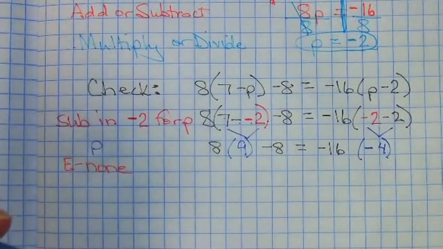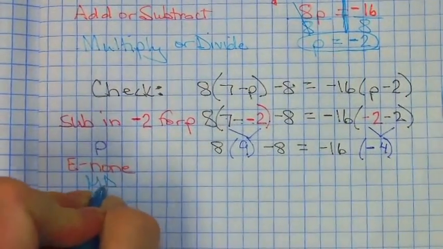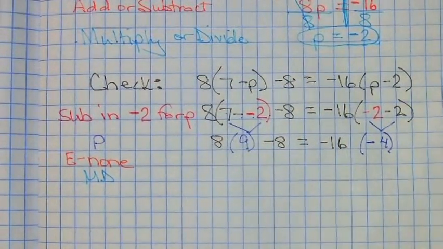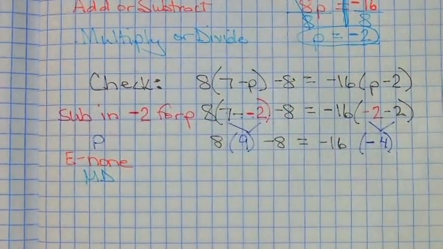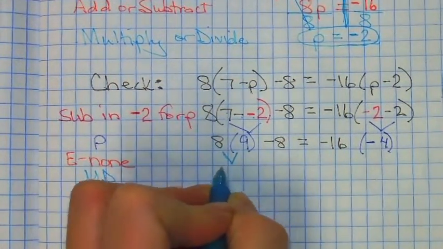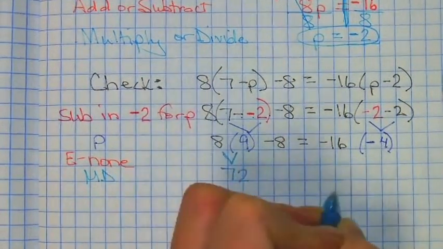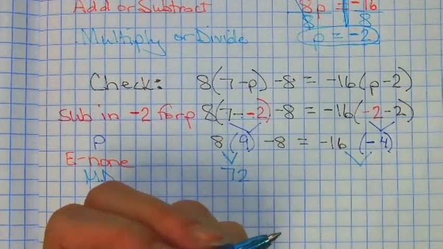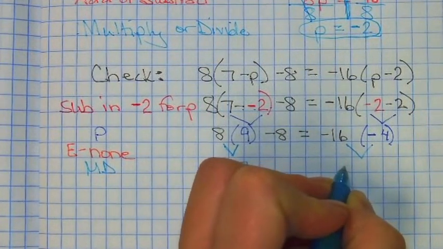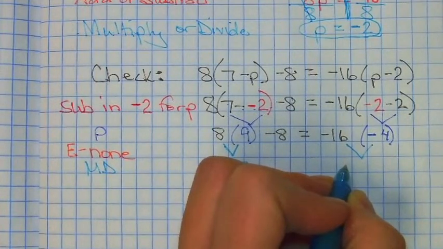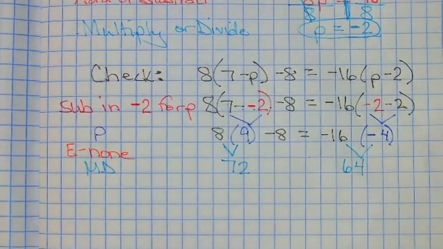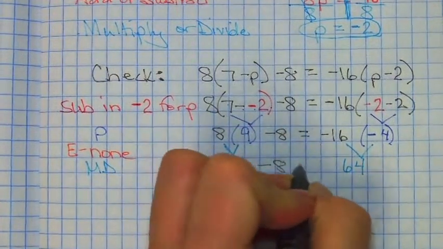So then we go multiply or divide. Please remember that multiply and divide are the same level. You multiply and divide at the same time going to the side. So 8 times 9 is 72. Negative 16 times negative 4 is 64. Y'all are making me sad. And we've got the minus 8 equals.